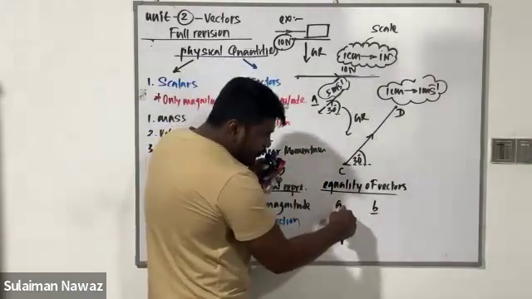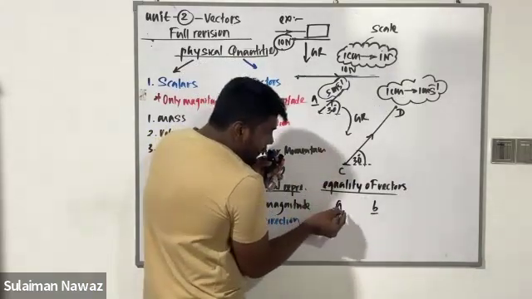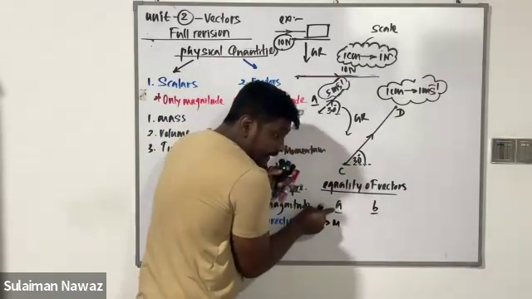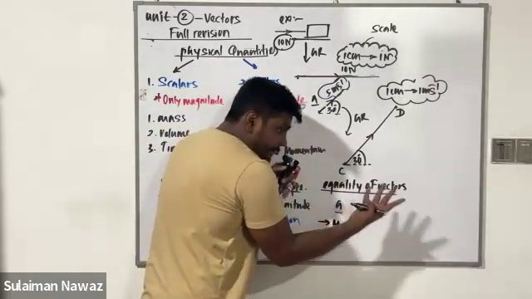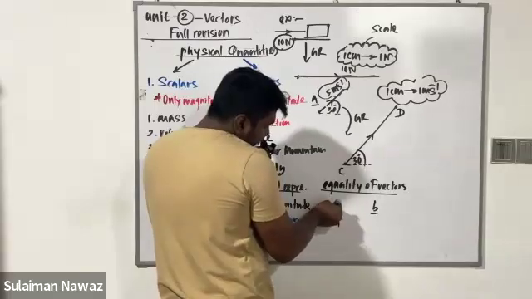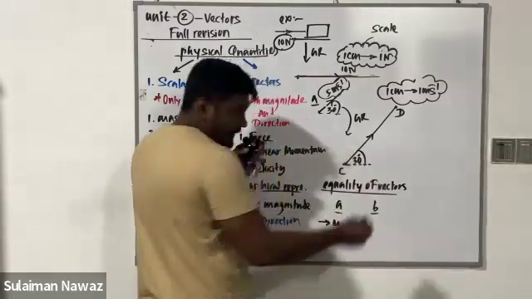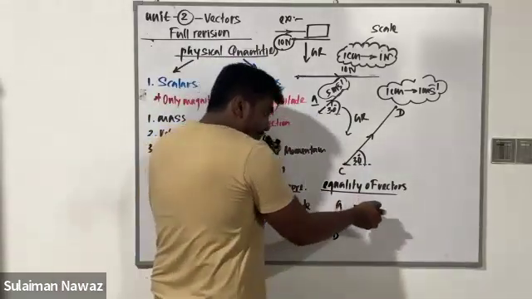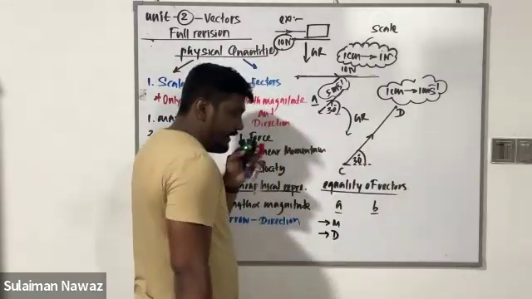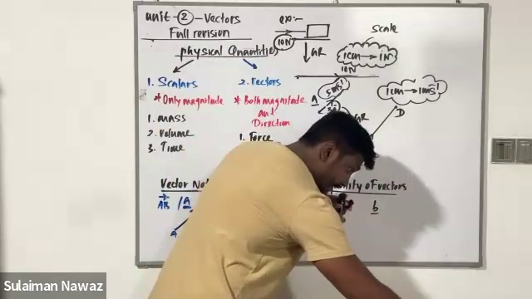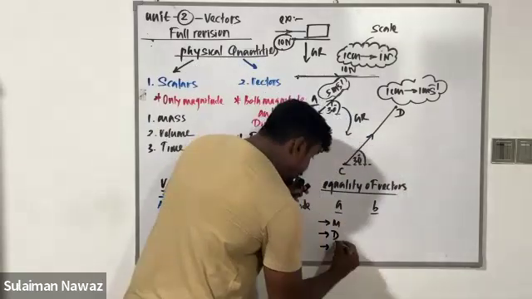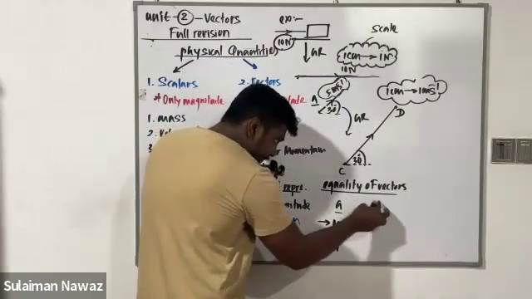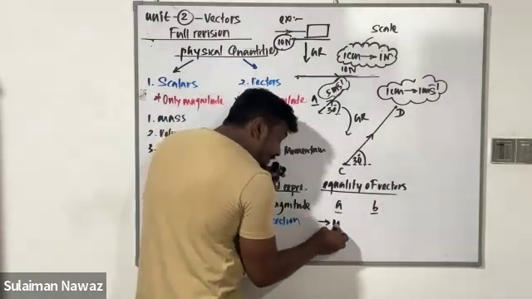If vector A equals vector B, remember, the first condition is that the magnitude of vector A and the magnitude of vector B must be the same. That is the first condition. Second condition, the direction of vector A and the direction of vector B must be the same. Third condition, vector A and vector B must both be homogeneous. MDH: magnitude must be the same, direction must be the same.